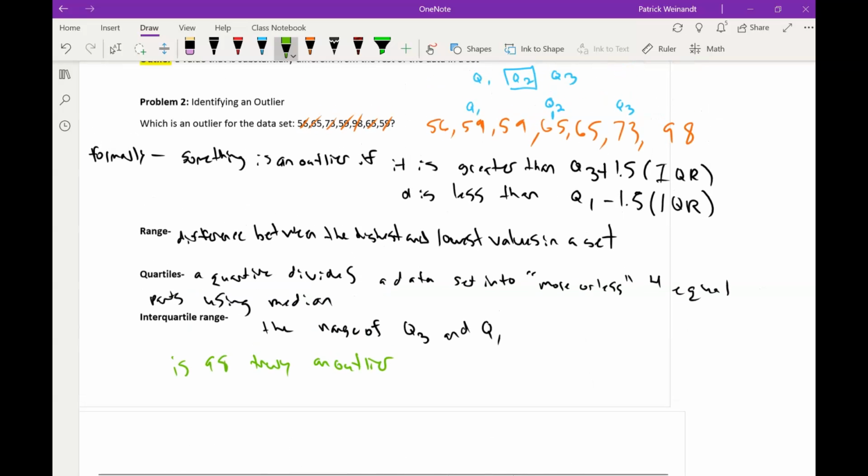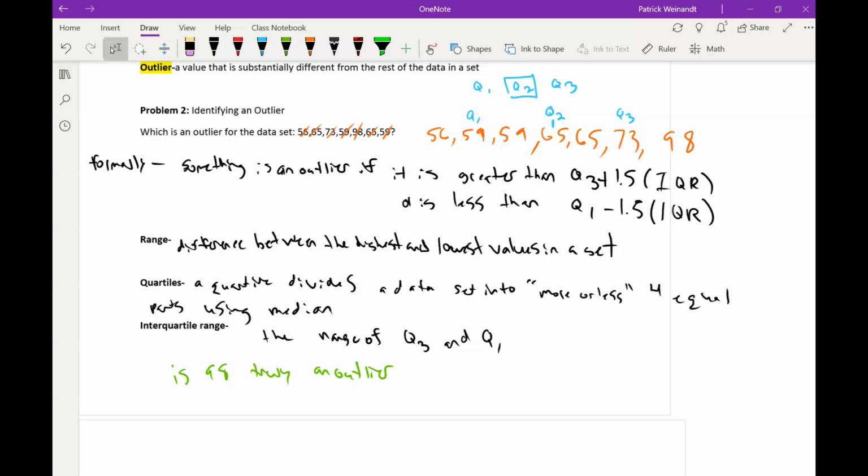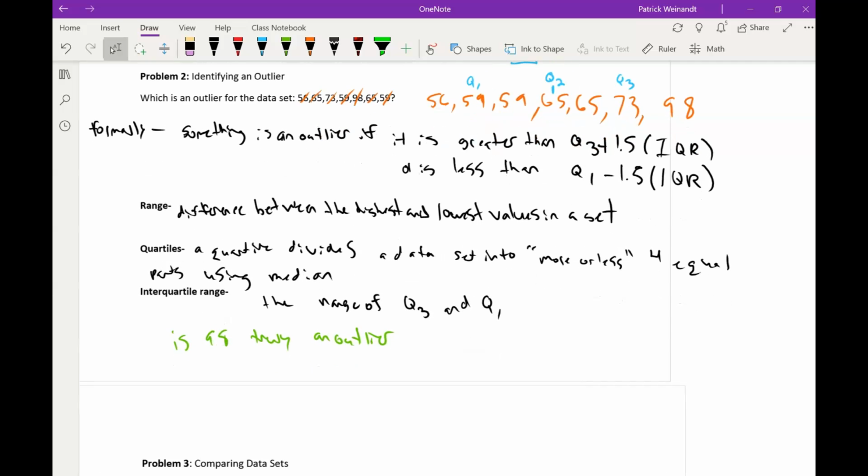Well, it has to follow one of the following conditions. It has to be greater than quartile 3 plus 1.5 times the interquartile range, or less than quartile 1 minus 1.5 times the interquartile range. And clearly, since it's a larger number, it shouldn't be quartile 1 minus a value. We should test it using quartile 3 plus 1.5 times the interquartile range. Well, quartile 3 is 73. So we take 73 plus 1.5 times the interquartile range, which is just quartile 3 minus quartile 1, which is going to be 73 minus 59.